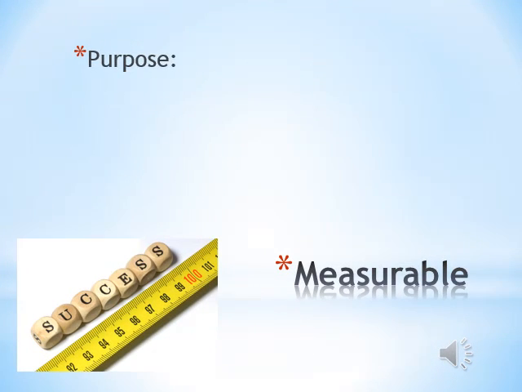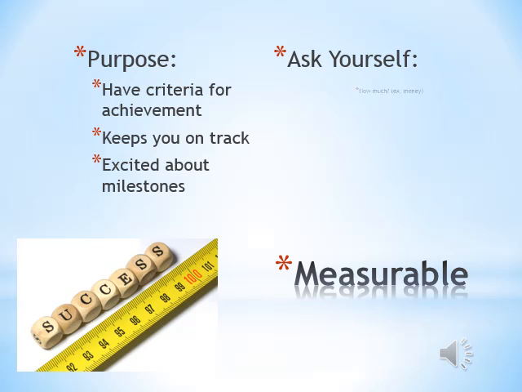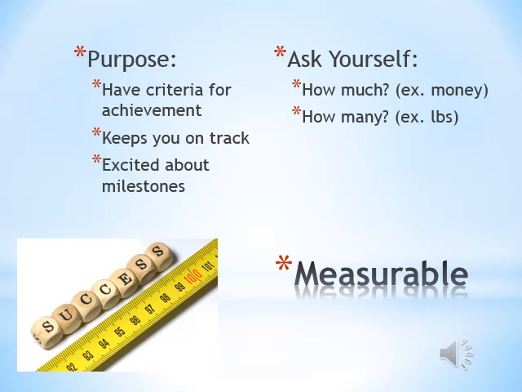Let's look at measurable. To be a measurable goal, this goal needs to have some sort of a criteria for achievement so that you know when you've been successful. Measurable goals help keep you on track from beginning to end. Measurable goals help get you excited about the milestones you meet from the beginning to the end of your goal. You need to ask yourself with measurable goals, how much? This might be, in the previous goals example, a case of money. How much money do you need? Or how many? A prime example of this would be in weight loss. How many pounds do you want to lose? And then also, how will you know when your goal is accomplished?